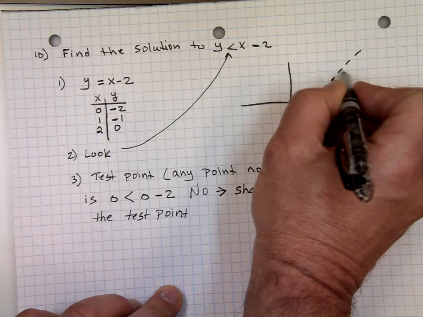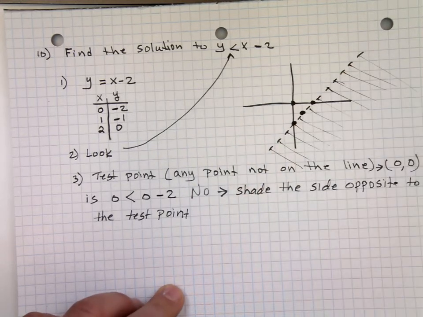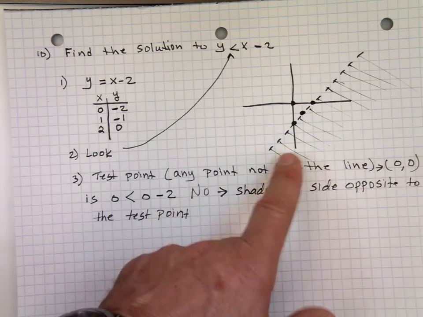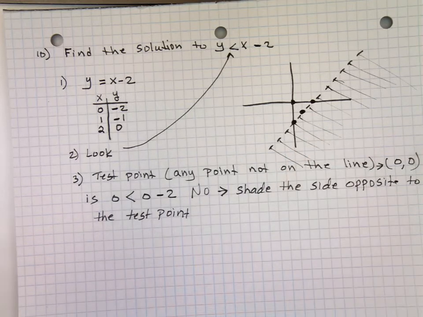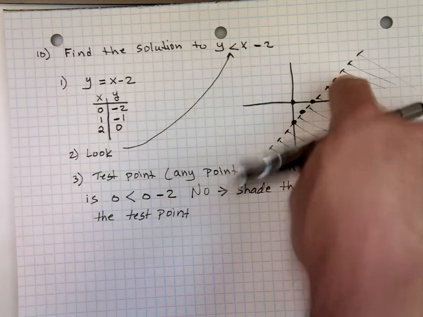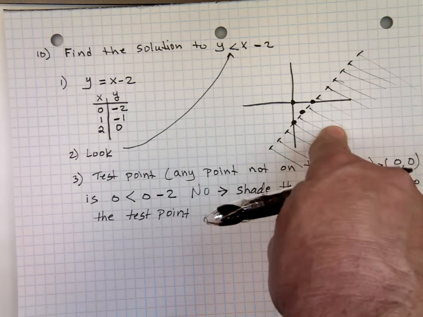So your solution, which quadrant? 1, 3, and 4. There's some here, there's a little piece here, and there's a big chunk right here in 4.